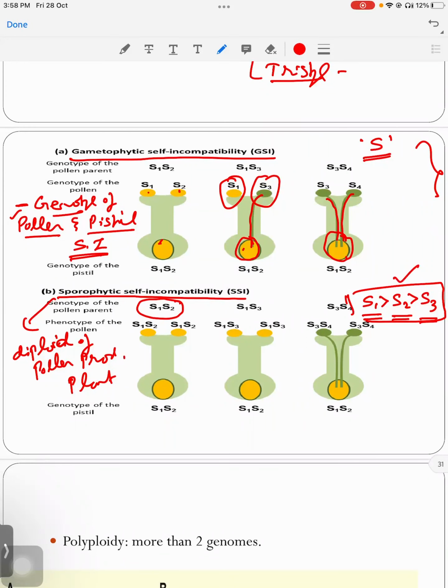So here you see there is a relationship that S1 is more dominant than S2, and S2 more than S3. In gametophytic, this relationship is not there. But in sporophytic, even if it is S1, S2, it will work like S1. Here S1, S1, and S1, S3 will work as S1.